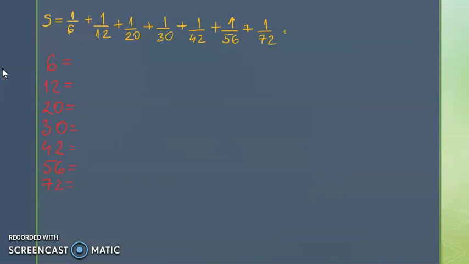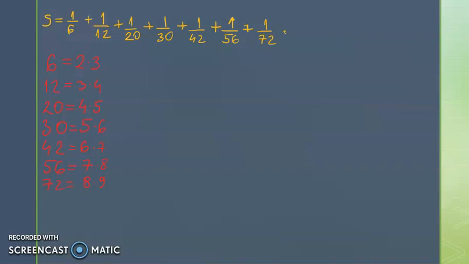Can you realize that 6 is 2 times 3? What about 12? 3 times 4. What about 20? 4 times 5. 5 times 6. 6 times 7. 7 times 8. And finally 8 times 9. So actually the denominators are products of two consecutive numbers. 2 times 3, 3 times 4, etc., 8 times 9. So actually our sum can be rewritten in the following way.